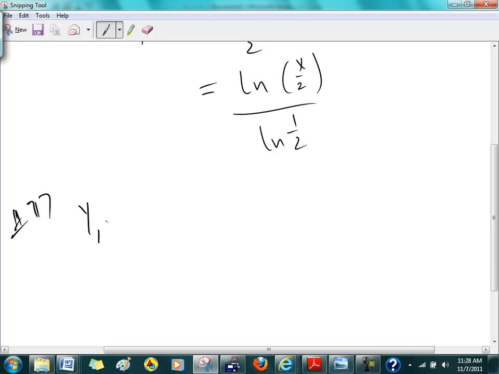Okay, y1 equals 2 ln 8 minus ln of x squared plus 1. This is one of them.